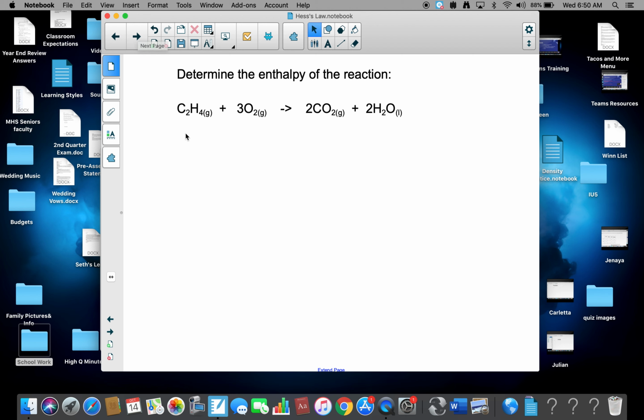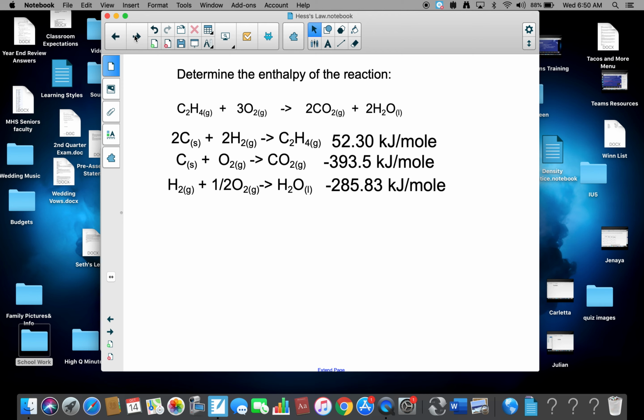So we have 3 compounds. We have ethene, we have carbon dioxide, and we have water. So let's start with ethene. That is the formation reaction of ethene. 2 carbons solid plus 2 hydrogen gas gives me C2H4. And from Appendix C, we find that the enthalpy of formation is a positive 52.30 kilojoules per mole. Carbon dioxide and oxygen are listed here. C plus O2 gives me CO2, and negative 393.5 kilojoules per mole. And H2 plus 1/2 O2 yields H2O is negative 285.83, which we've already talked about, kilojoules per mole.